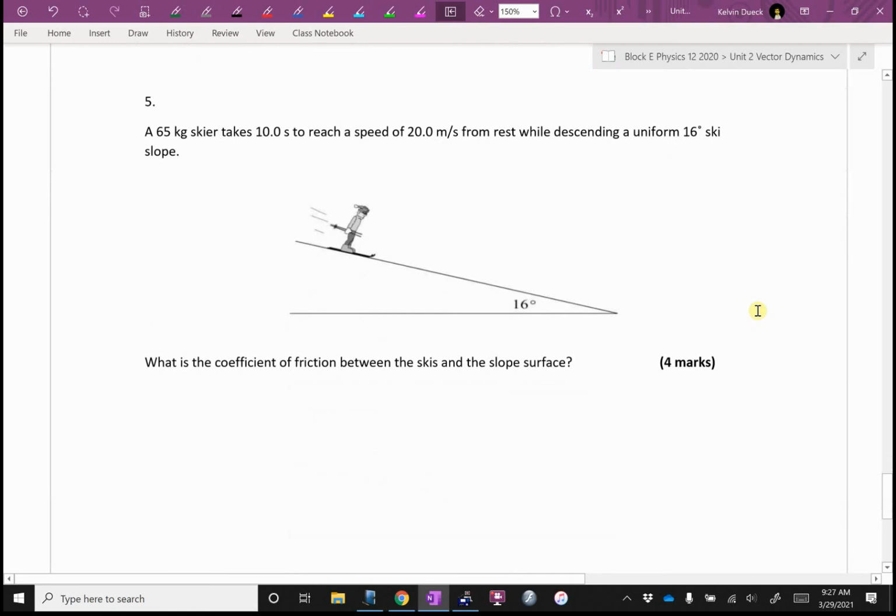Skiing. Oh boy, this is a fun quiz. They want me to find the coefficient of friction. Okay. Gravity. Components. mg perpendicular. mg parallel. Color, color, color. Normal force. I guess friction is pointing up the ramp.